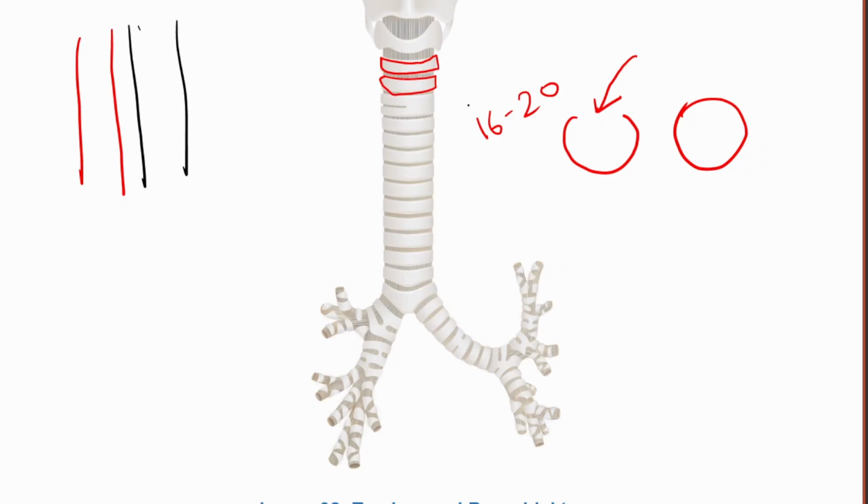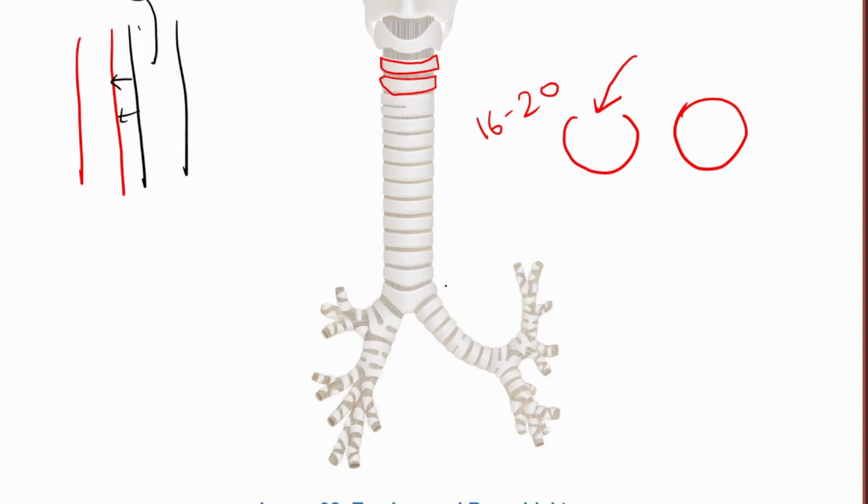Because when you swallow a large bolus of food, let's say this is a bolus of food and you are swallowing, the esophagus needs to expand. It will expand like this. If the trachea had complete rings all the way around, swallowing would be compromised.